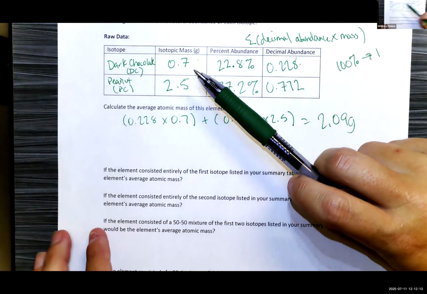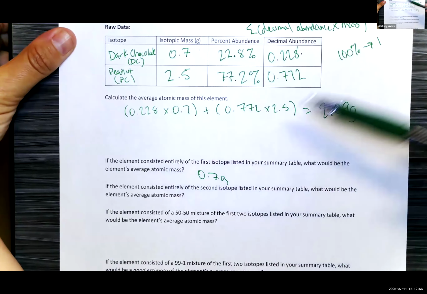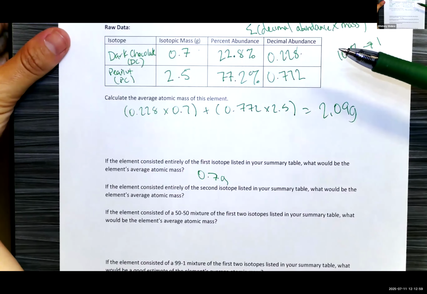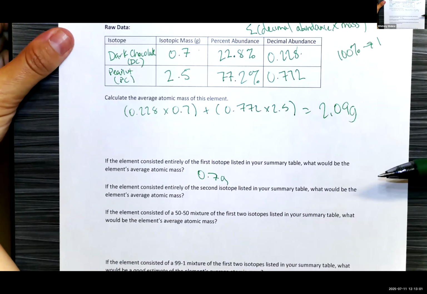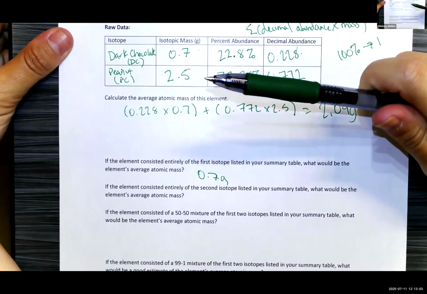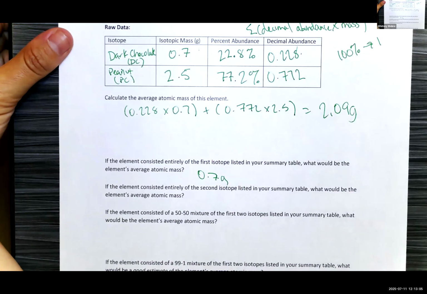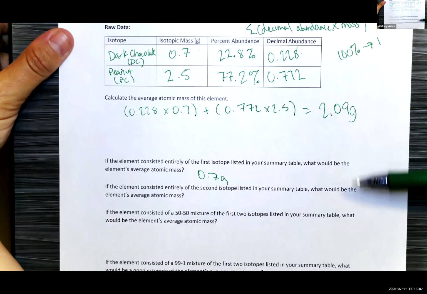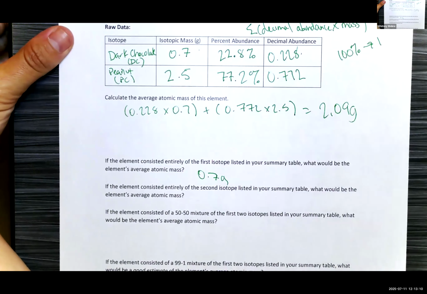The second question is very similar too. If the element consisted entirely of the peanut M&Ms, so 100% peanut M&Ms, what would be the element's average atomic mass? It would be whatever atomic mass is here. So I can give you the same exact table and ask you the same question, but it would be whatever the isotopic mass is for that specific element if it's 100%. So when I word the question like this, you're assuming it's 100%.